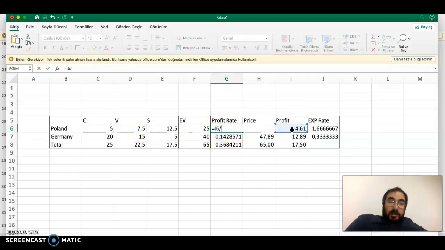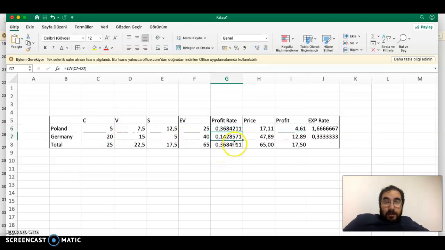profit amount divided by constant capital plus the variable capital. Well, it has become the same. So this is for the case when we have capital mobility, where profits get equal to each other.